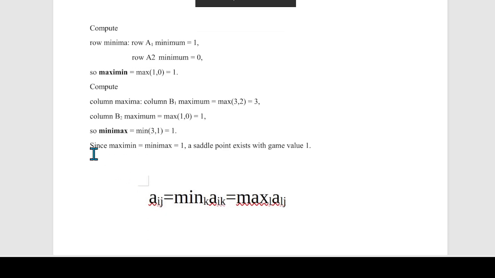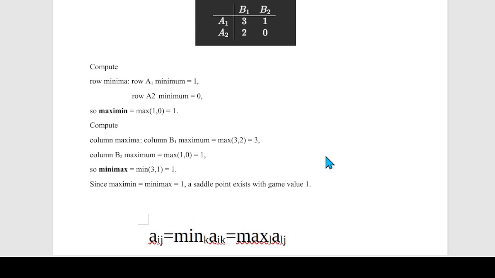Now, maximin and minimax values are equal. So, our saddle point exists and the game value is 1. If it did not, then it meant that there is no pure strategy equilibrium. The players will have to resort to mixed strategies. Alright, so that was a video about saddle points.